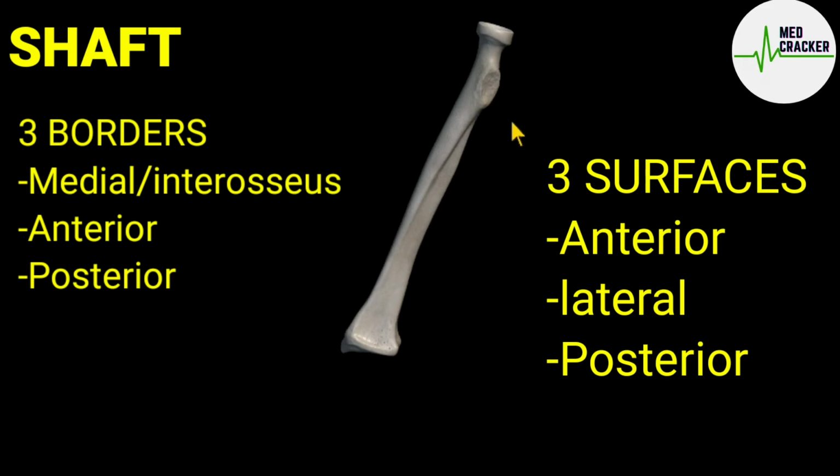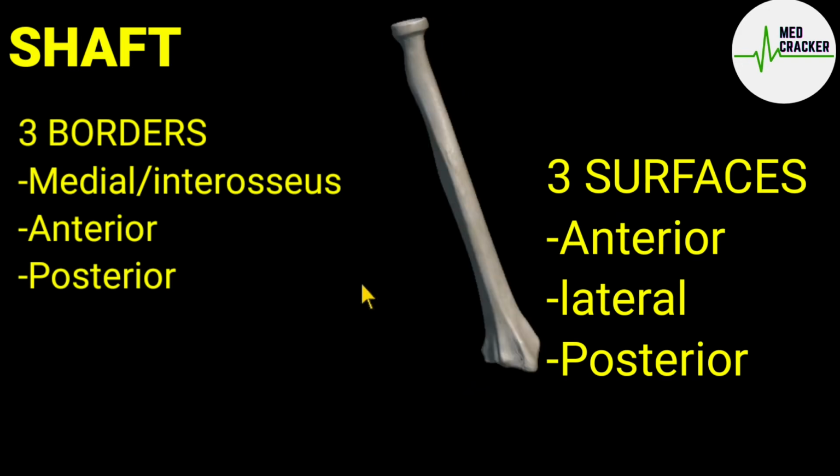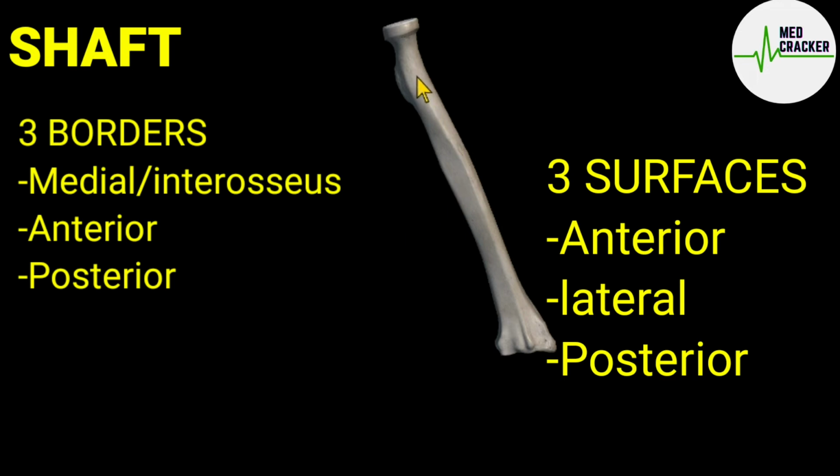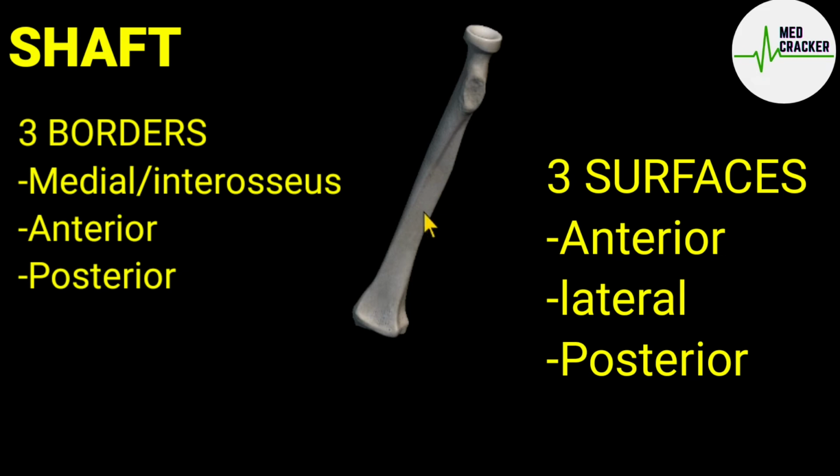About the borders, it has medial border. This is medial border, also called interosseous border. This is anterior border of radius, and another is posterior border. This is posterior border of radius bone. So 3 borders: medial border, anterior border and posterior border.